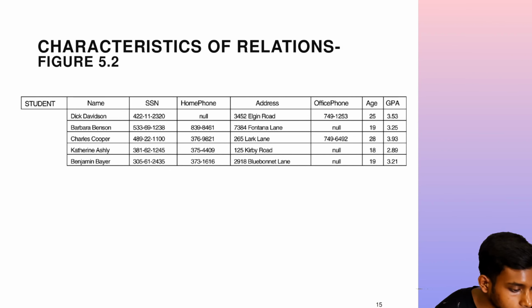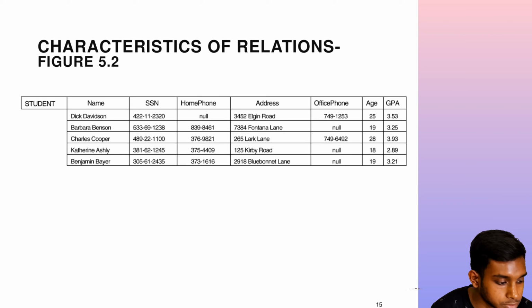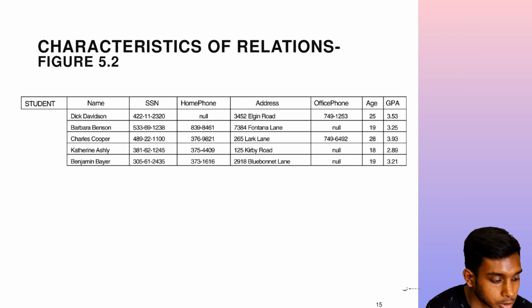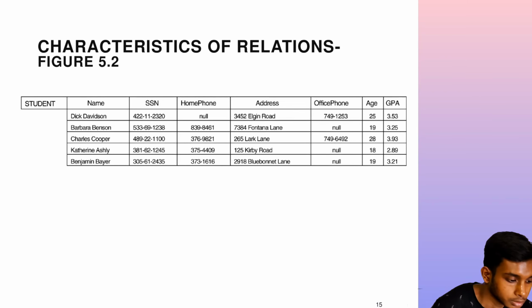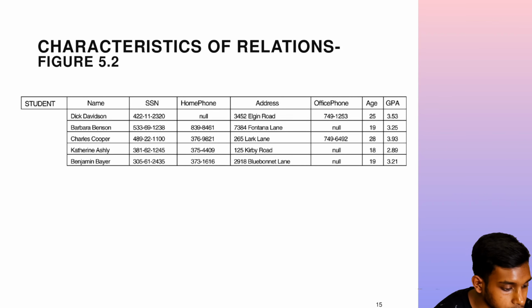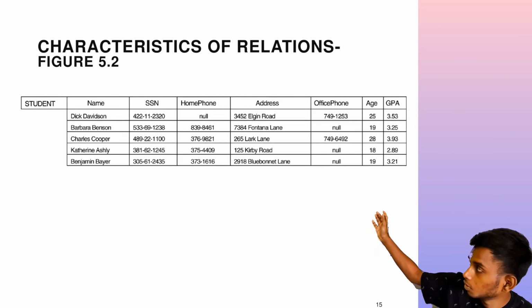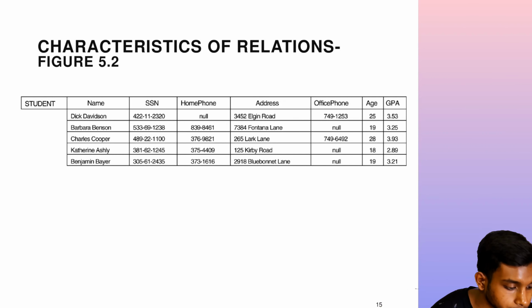Characteristics of a relation. For this tuple, the relation name is Student, and the attributes are name, SSN, home phone, address, office phone, age and GPA. For the second tuple, Barbara Benson, the SSN is 53369, followed by home phone, address, office phone, age and GPA.